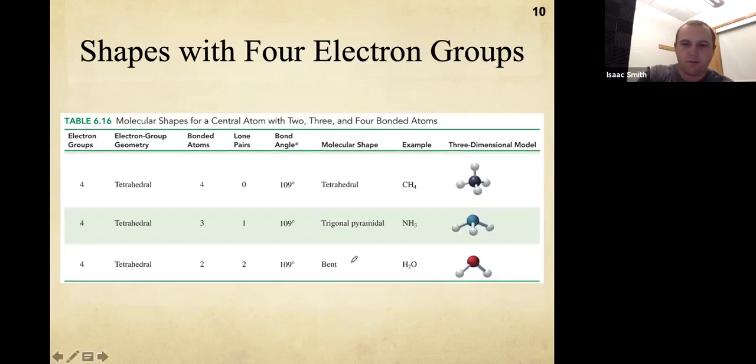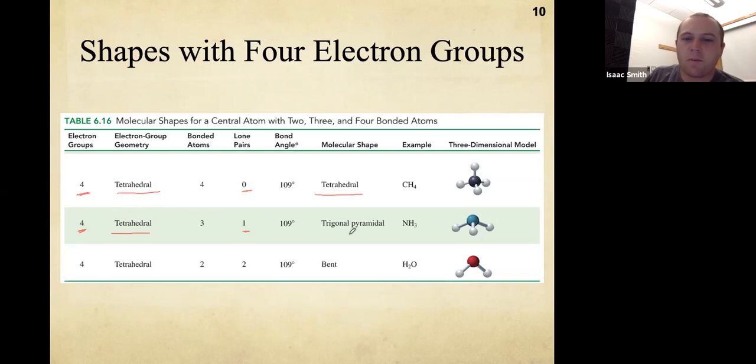So let's say you have 4 electron groups. There's 3 possibilities here. If we have 4 electron groups and 0 lone pairs, so all 4 of the groups attached to the central atom are atoms and not lone pairs, then the overall shape also looks like a tetrahedral shape. Again, 4 electron groups here, it's tetrahedral. Electron group geometry is only determined by the number of electron groups.